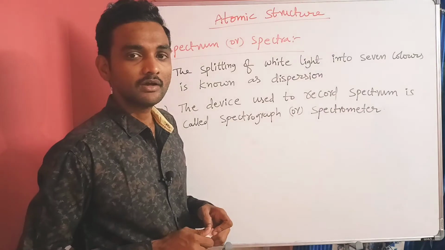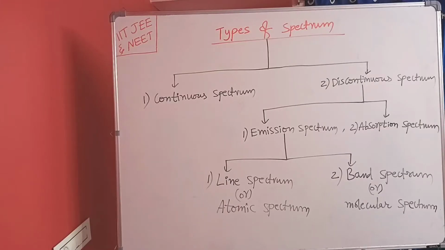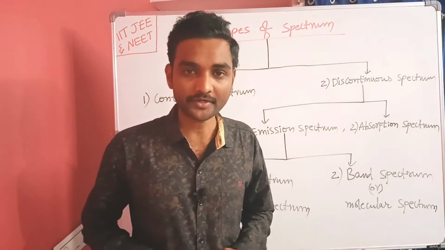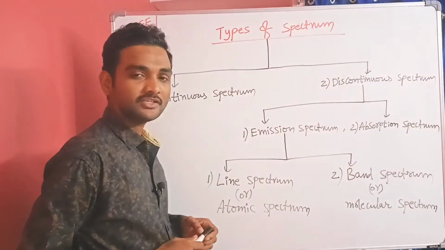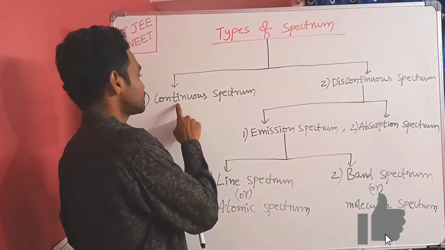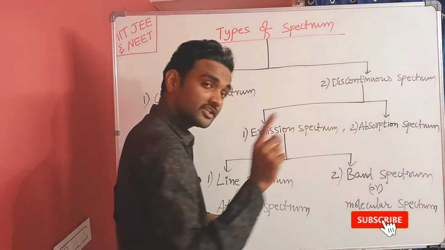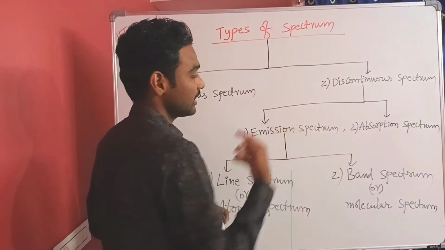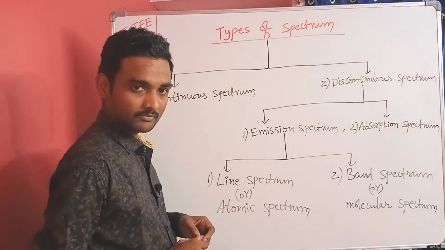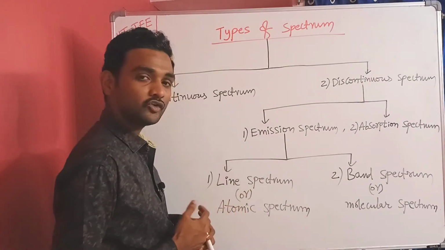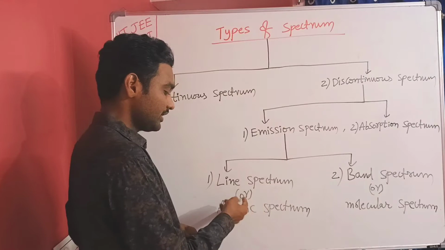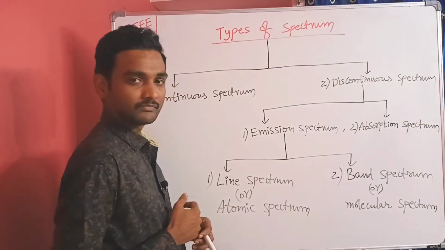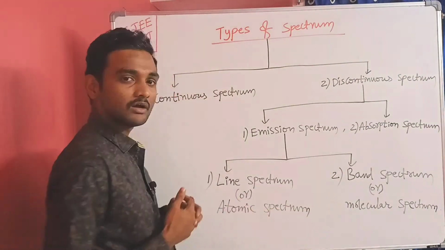Now let me discuss the types of spectrum. Spectrum is mainly divided into two types: first is continuous spectrum, second is discontinuous spectrum. Discontinuous spectrum is further divided into two types: emission spectrum and absorption spectrum. Emission spectrum is again divided into two types: line spectrum, also called atomic spectrum, and band spectrum, also called molecular spectrum. Now let me discuss all these types clearly.